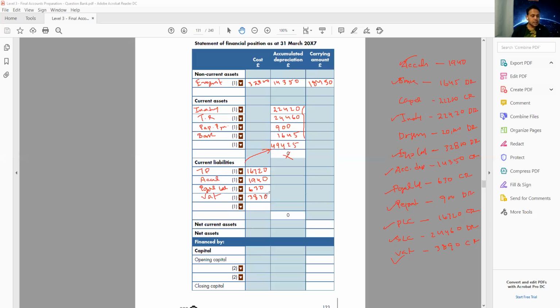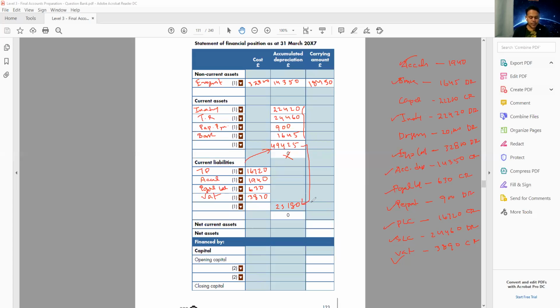And the current liabilities, how much is it, Sumit? 23,180. Okay, so I'm going to write it here: 23,180. After that, you're going to find the net current asset, that is this minus this. So current asset minus current liability will give me the net current asset.